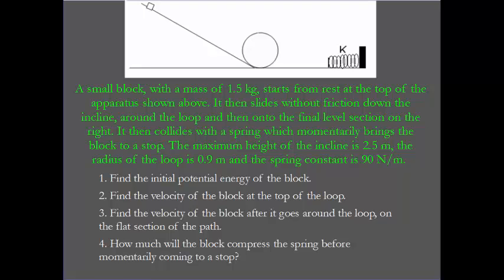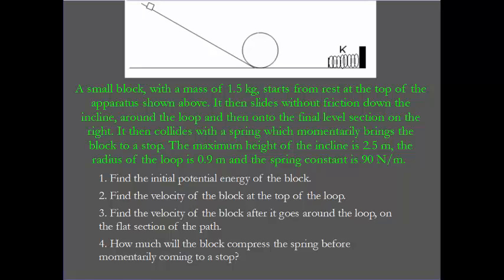The maximum height of the incline is 2.5 meters. The radius of the loop is 0.9 meters, and the spring constant is 90 newtons per meter. Alright, the first thing we should do is start labeling our diagram.